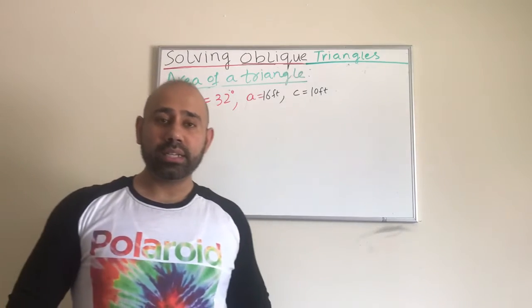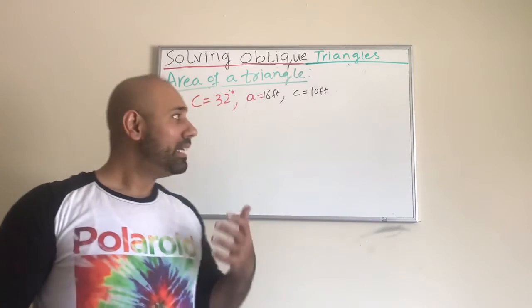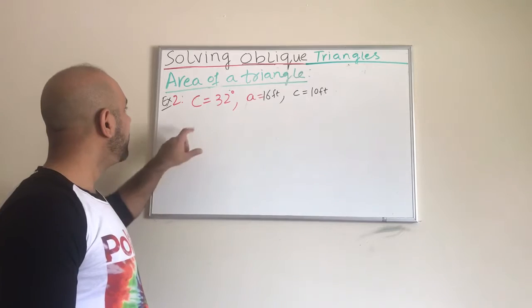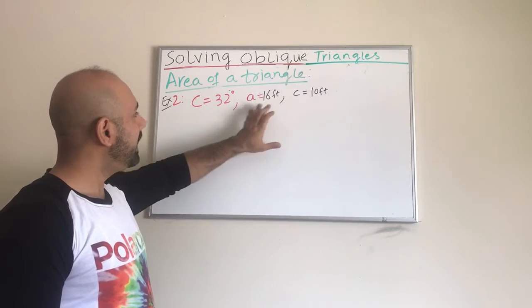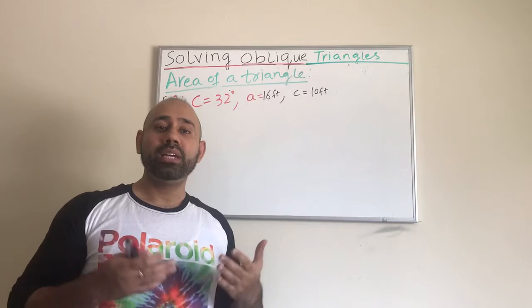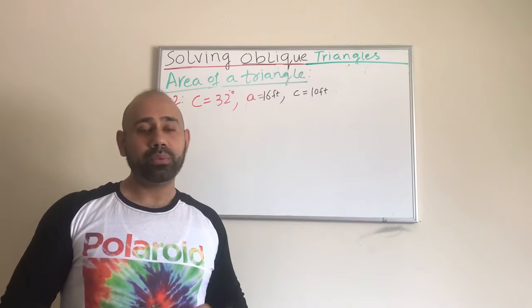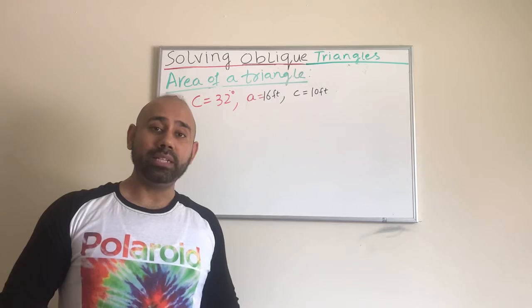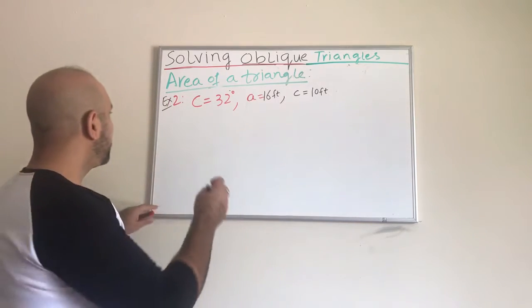So we're going to look at another example on finding the area of a triangle. Let us look at this particular example where we have the measure of angle C, and we have the lengths A and C. So guys, in order to find the area of this triangle, the first step is going to be to actually draw this triangle, and from there we can start evaluating the area. So let us draw that triangle.